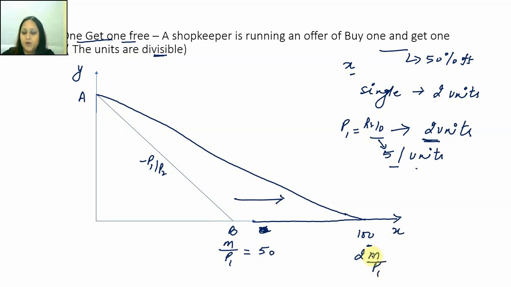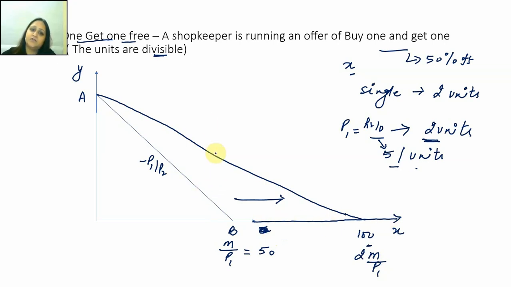Not because my income has gone up, but because my price has gone down. My P1 has become P1 by 2. So that is why the entire equation then becomes 2M by P1. My budget line swings outward.